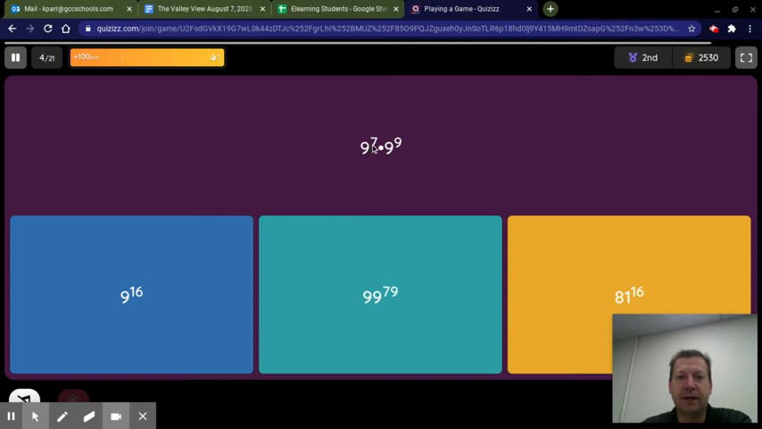Again, just multiplying, so I need to add 7 and 9, and I get 9 to the 16th. I don't actually take 9 times 9 to get 81 here. The 9 stays a 9.